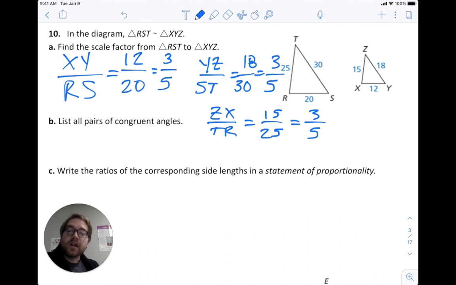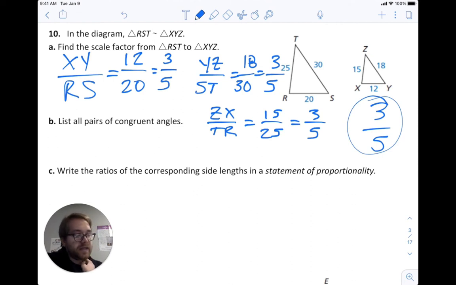All right, so we looked at the other sides of the two triangles, YZ corresponding to ST, ZX corresponding to TR, and looked at their lengths. And for both of those, we get a common ratio of 3/5. So our scale factor for these figures is 3/5. Okay, so you need to look at the corresponding sides and then find the ratio between them.